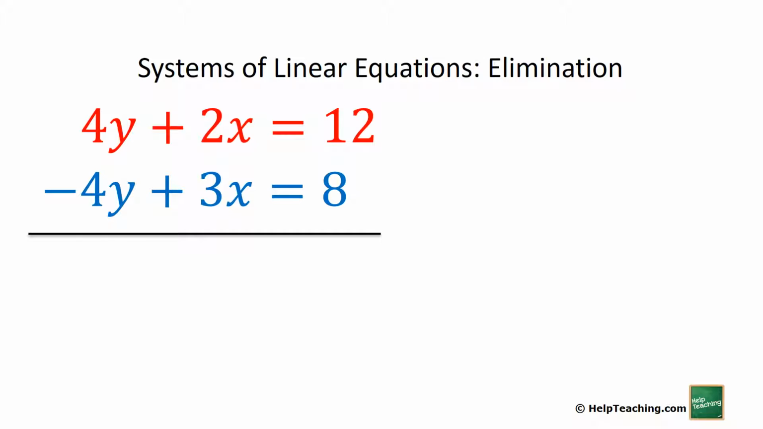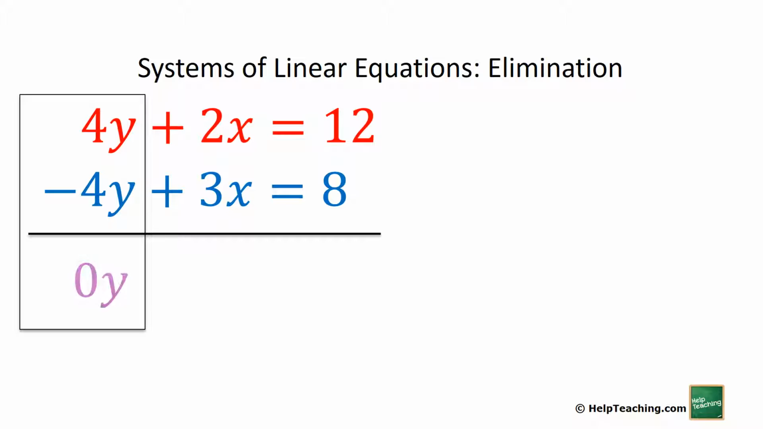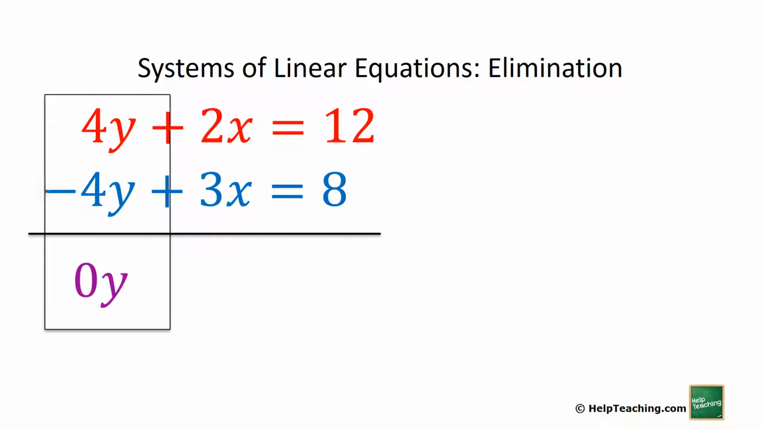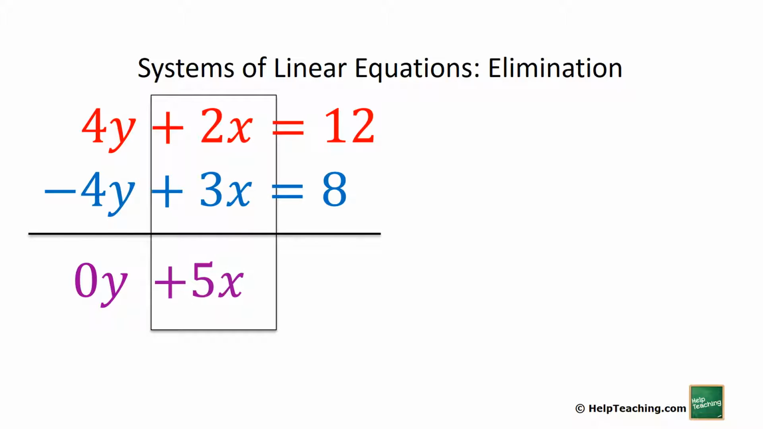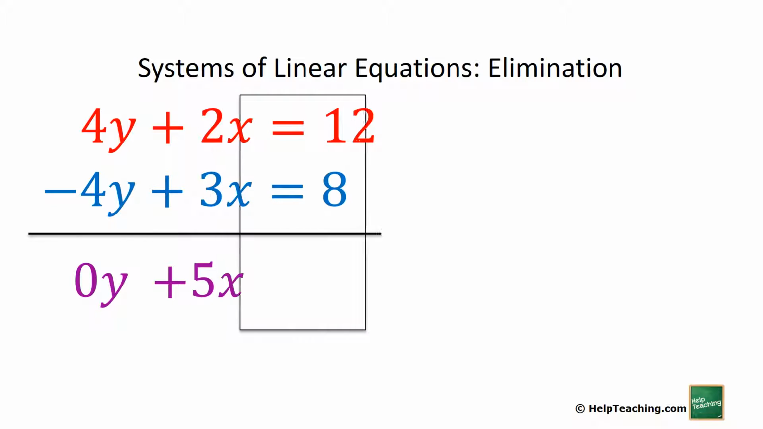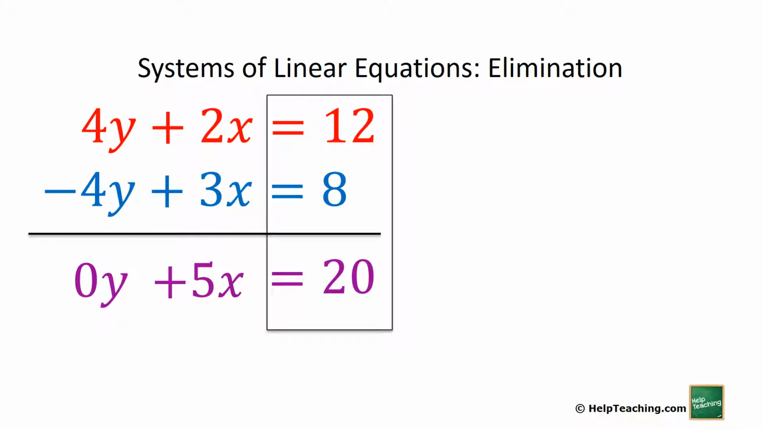If we add the bottom and top equations, 4y plus a negative 4y is 0y, so they cancel out. For the second column, 2x plus 3x is equal to 5x. For the last column, 12 plus 8 is equal to 20. Now our y's disappear. We can divide both sides by 5, which gives us x is equal to 4.